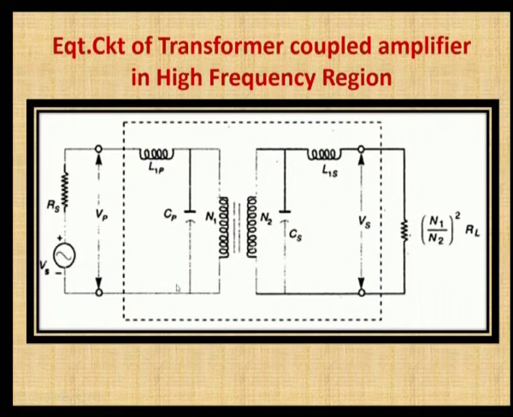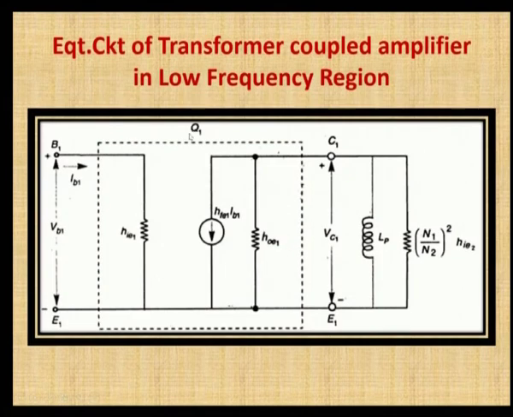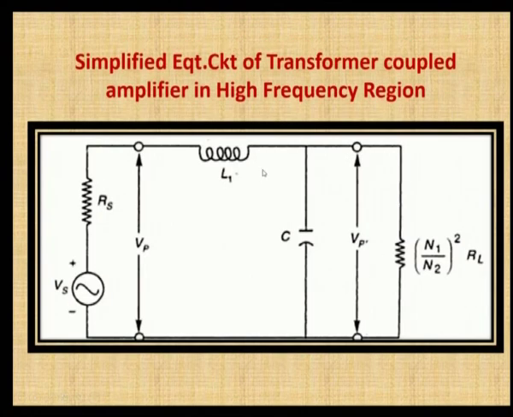At resonance, the capacitive reactance is equal to the inductive reactance, Xc is equal to Xl, and the resonant frequency will be F naught is equal to 1 by 2 pi root LC. In the high frequency region, you have to call it the lower cutoff frequency. In the low frequency region, we have to call it the higher cutoff frequency. So, at the resonant condition, at Xc equal to Xl, the cutoff frequency will occur. So, this is the simplified equivalent circuit of the transformer coupled amplifier at the high frequency region.